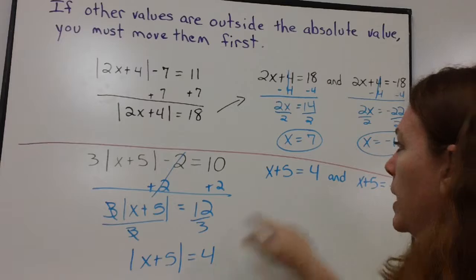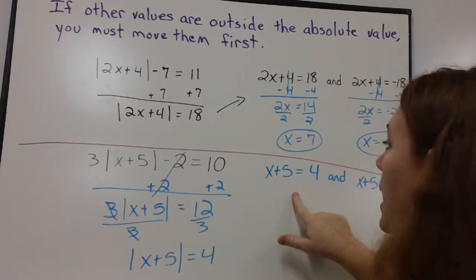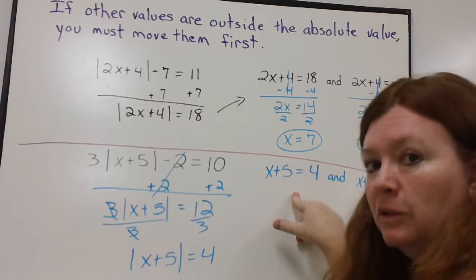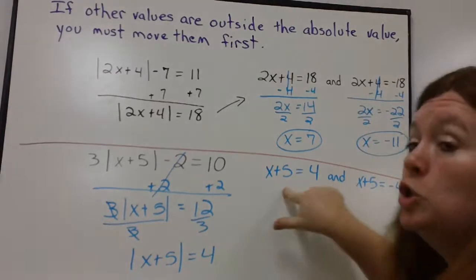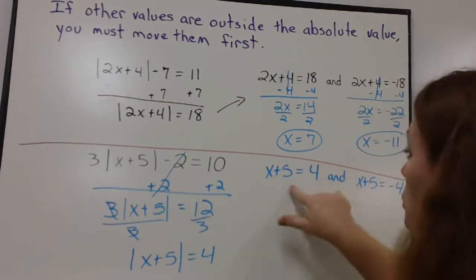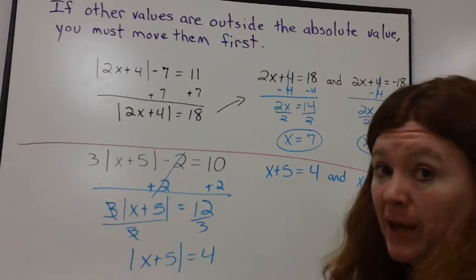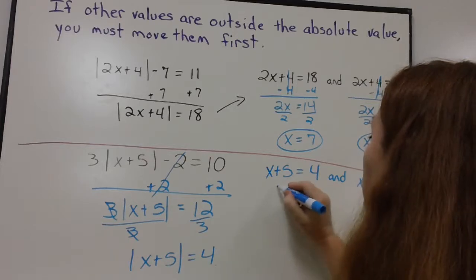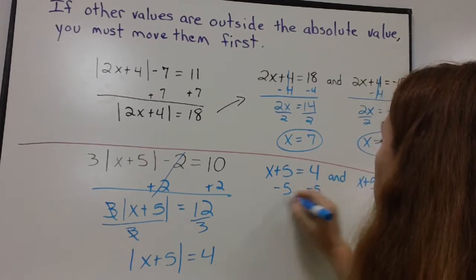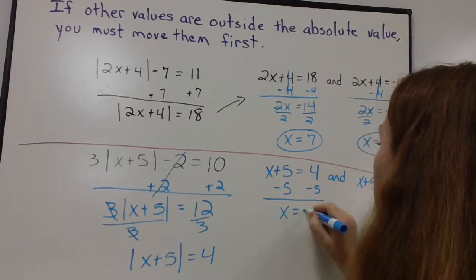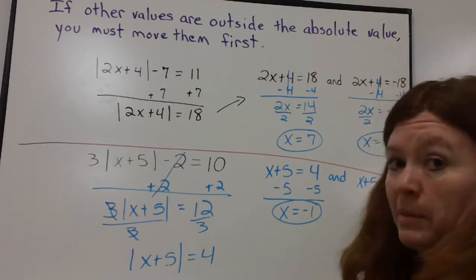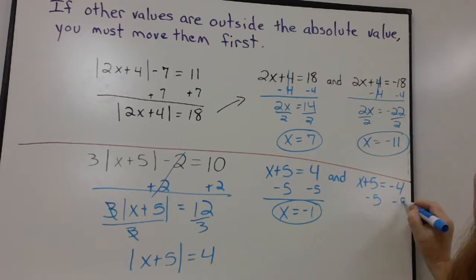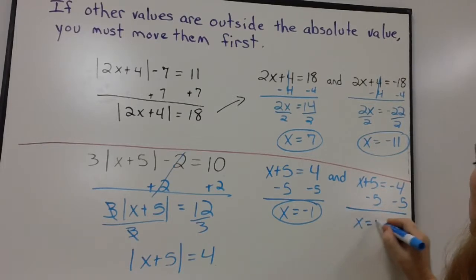Also notice that when I'm writing my two equations, I don't have the absolute value anymore. I've taken care of the absolute value by writing the two equations. Those two together represent the absolute value symbols, so I don't need them again. Subtract 5 from both sides, and I get x is negative 1 for one of my solutions. Subtract 5 from both sides, and I get x is equal to negative 9.